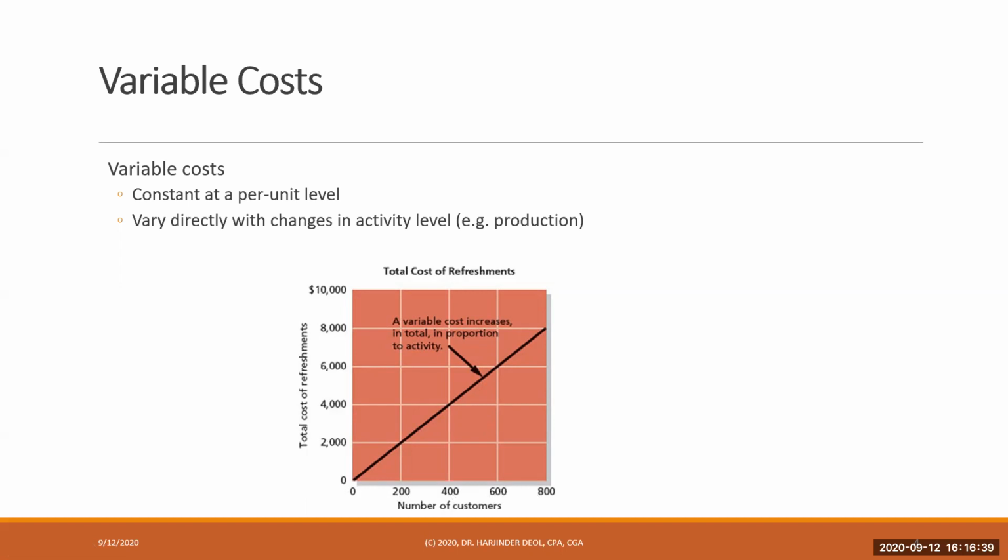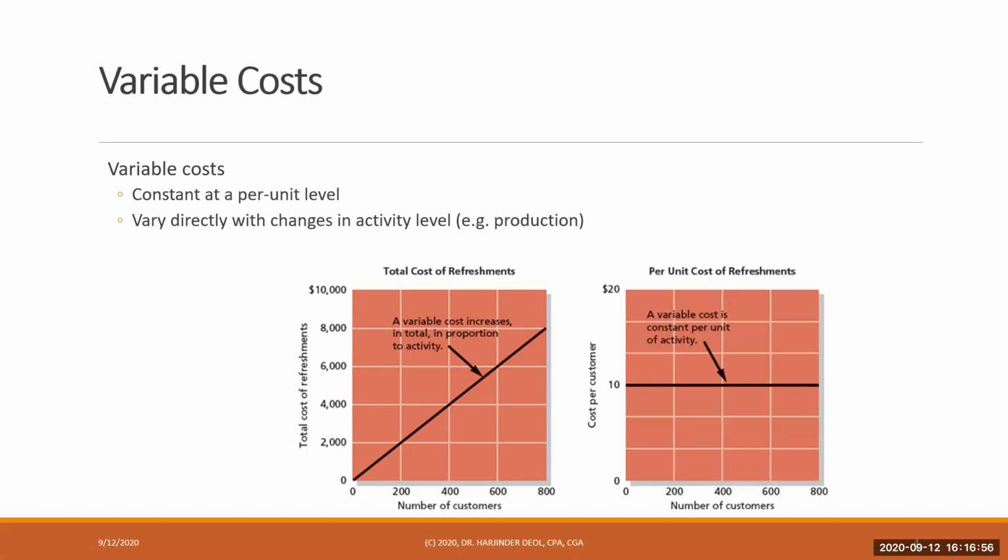And you notice that there is a linear relationship. It goes up in a straight line. And the slope of that straight line is the variable cost per customer. Now, it is important to keep in mind that the per unit cost of the refreshments stays constant. The cost per customer stayed at $10 a unit, or $10 per customer. But of course, as the number of customers went up, the total cost of refreshments went up.